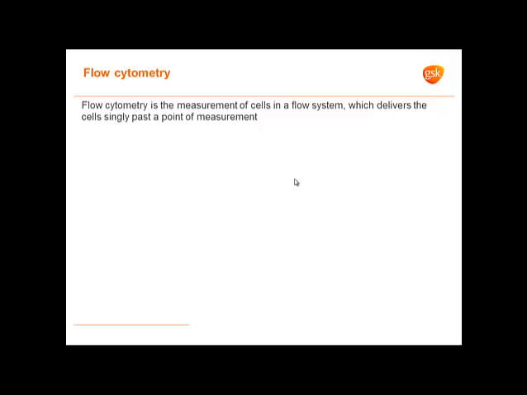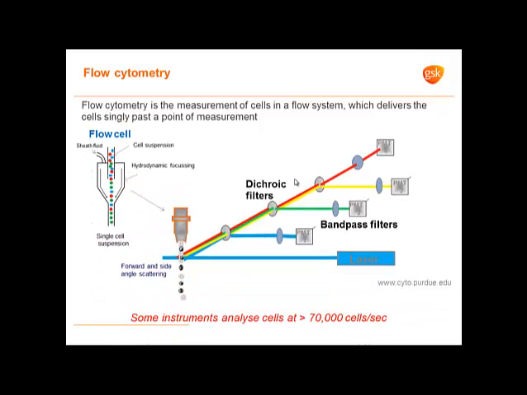So in case some of you need a recap, flow cytometry is a measurement of cells in a flow system which delivers cells singly past a measurement point. In other words, it's a single cell or single particle detection system. It does this by taking a cell suspension and introducing it into a rapidly flowing sheath fluid in a specially designed flow cell. The design of this flow cell is such that the cells are hydrodynamically focused, so they align themselves in the sheath flow and pass one by one through the focus of an intense light source.